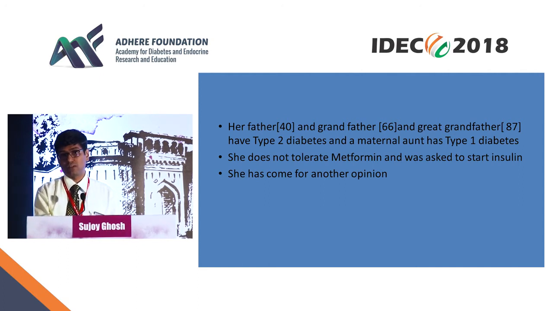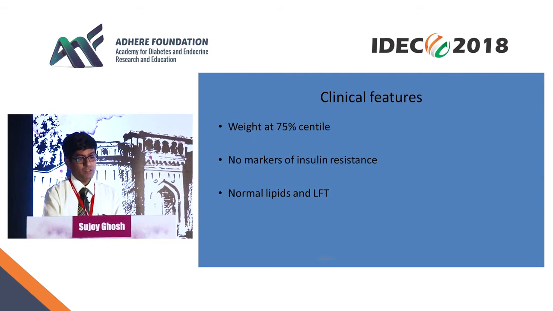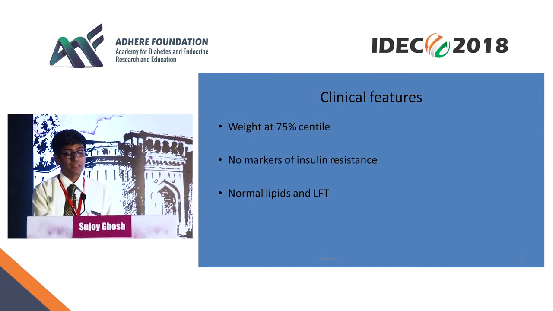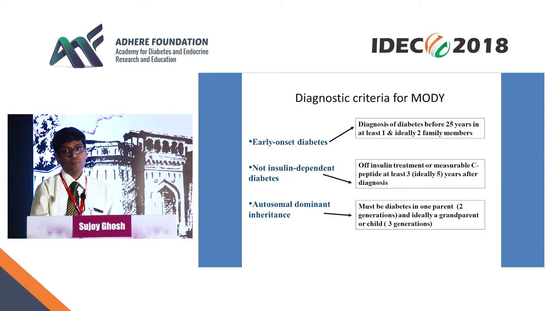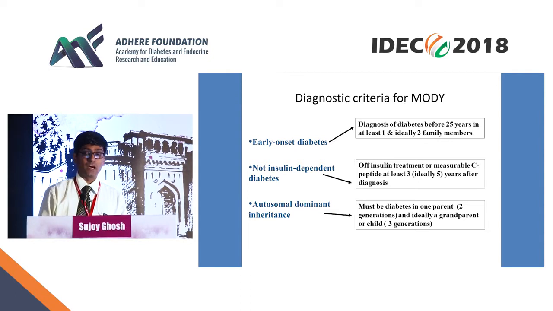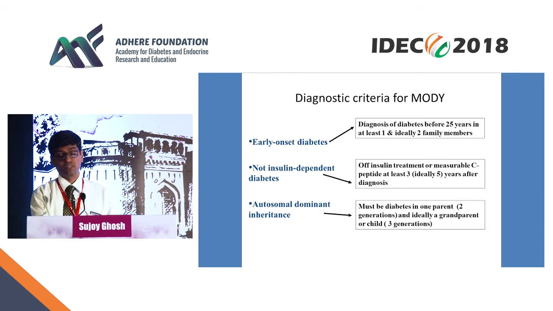Now this girl does not tolerate metformin, has GI intolerance, and was asked to start on insulin. The moment she was asked to start on insulin, she came for another opinion to me. So the weight was at about the 75th centile. There were no markers of insulin resistance, no lipid abnormality, no abnormalities of liver function test. So you've got to think of maturity onset diabetes in the young. These are individuals who will have early onset disease where you have the diagnosis at least before age 25 in one, ideally 2 individuals. They will not require insulin at least initially, and they will have measurable detectable C-peptide at diagnosis, and the inheritance is autosomal dominant. Ideally 2 generations, if not 3 generations, have to be tested to be positive.